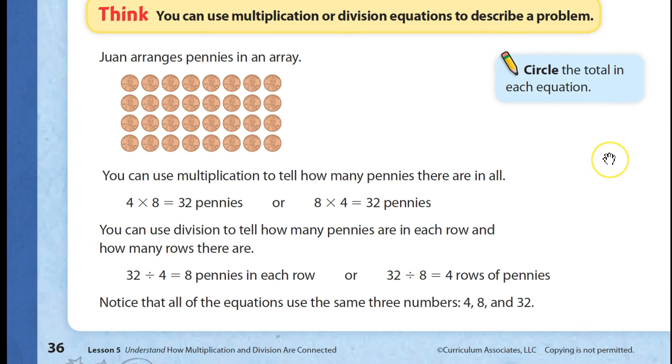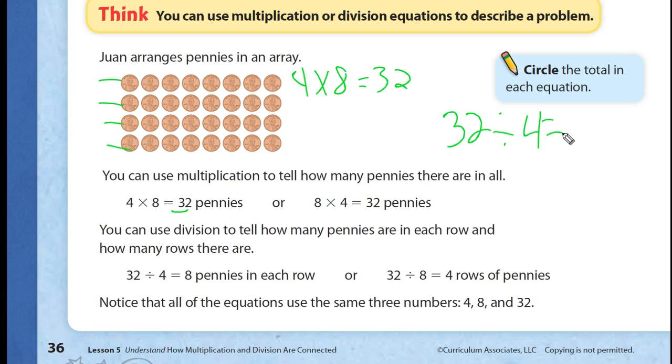So it says you can use multiplication to tell how many pennies there are in all. Well, how many groups do I have? Or how many rows, excuse me? 4. And how many in each row? 8. I could count all the pennies, but that would take forever. So 4 times 8 is 32. And that's what they have right here. He has 32 pennies. Now we know the total, don't we? So now I can go, 32 pennies divided by how many rows do I have again? 4. And when I go 32 divided by 4, it gives me 8 because I have 8 in each row.